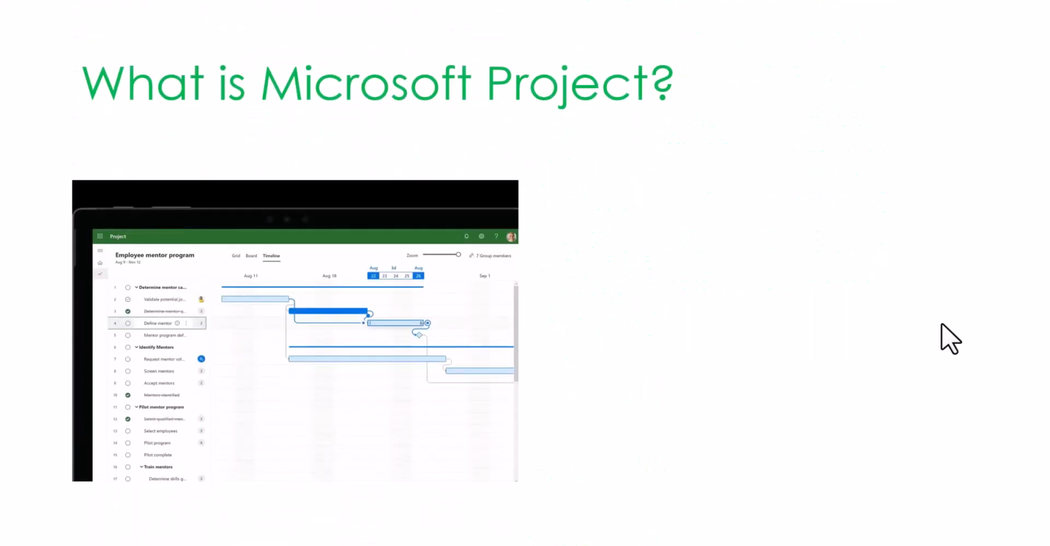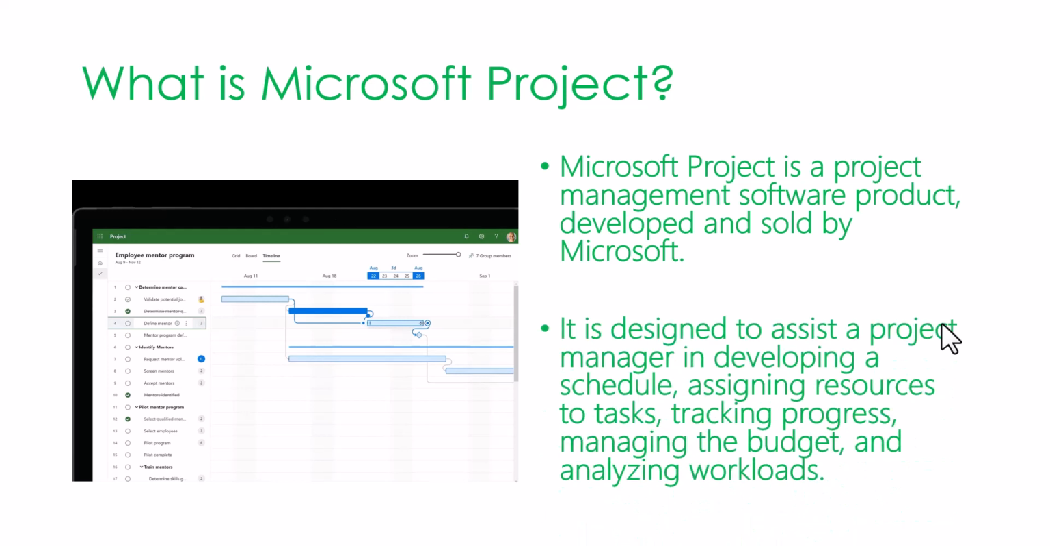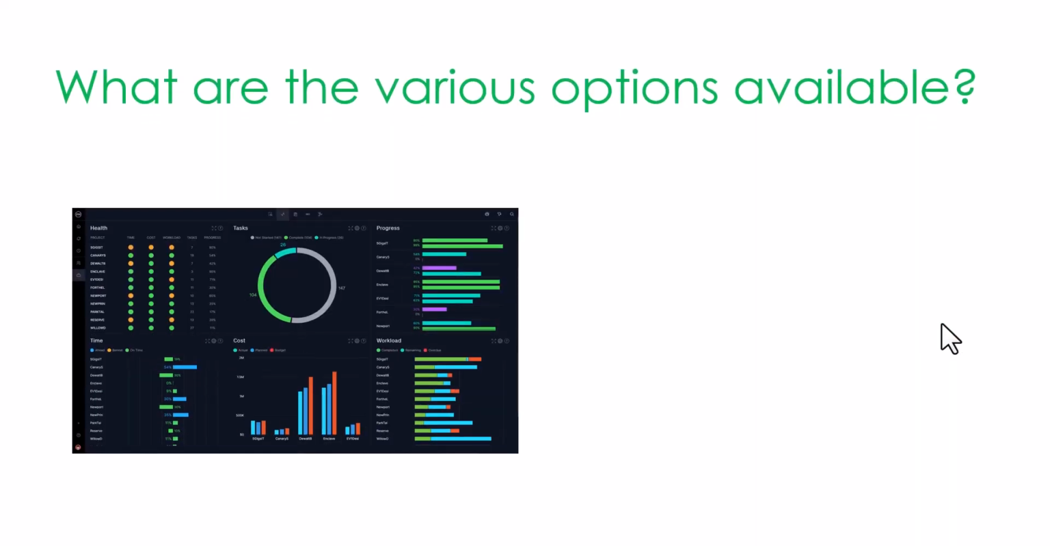So what is Microsoft Project? Microsoft Project is a project management software product that was developed and sold by Microsoft. It is designed to assist a project manager in developing a schedule, assigning resources to tasks, tracking progress, managing the budget, and analyzing workloads. So what are the various subscription options available for you to be able to download and install Project?